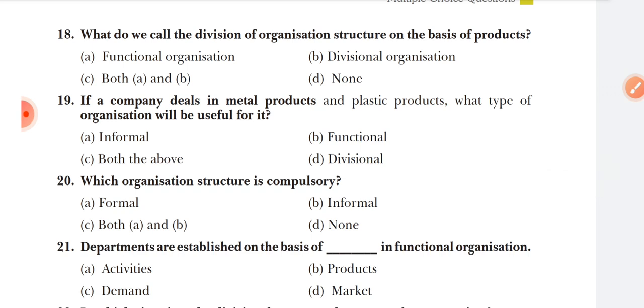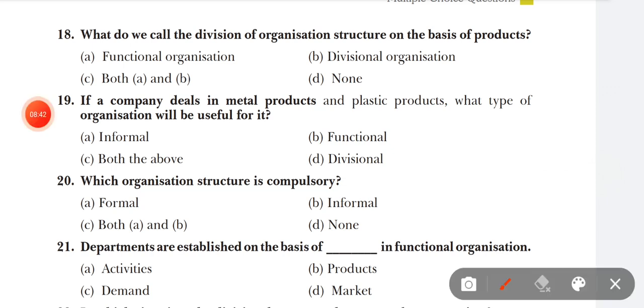Now question 21. Departments are established on the basis of blank in functional organization. Option A. Activities. Option B. Products. Option C. Demand. Or option D. Market. And the correct option of this question is option A. Activities.